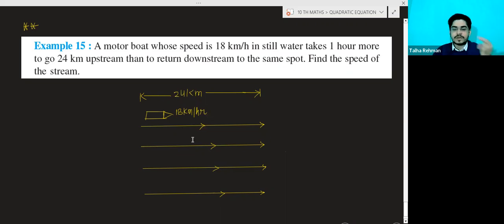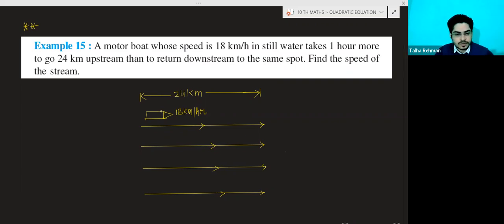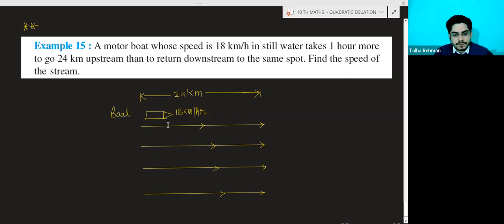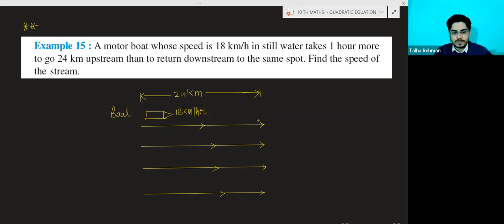Now what is downstream and what is upstream? Downstream means when the boat is moving in the direction of the stream. What is this? This is the boat. If this boat is moving in the direction of the stream, it means the boat is moving downstream.